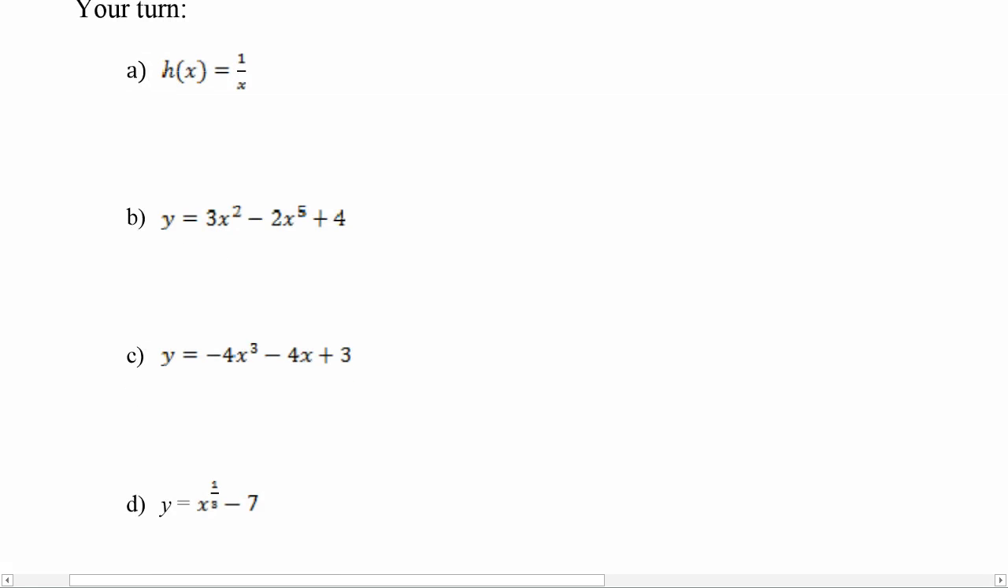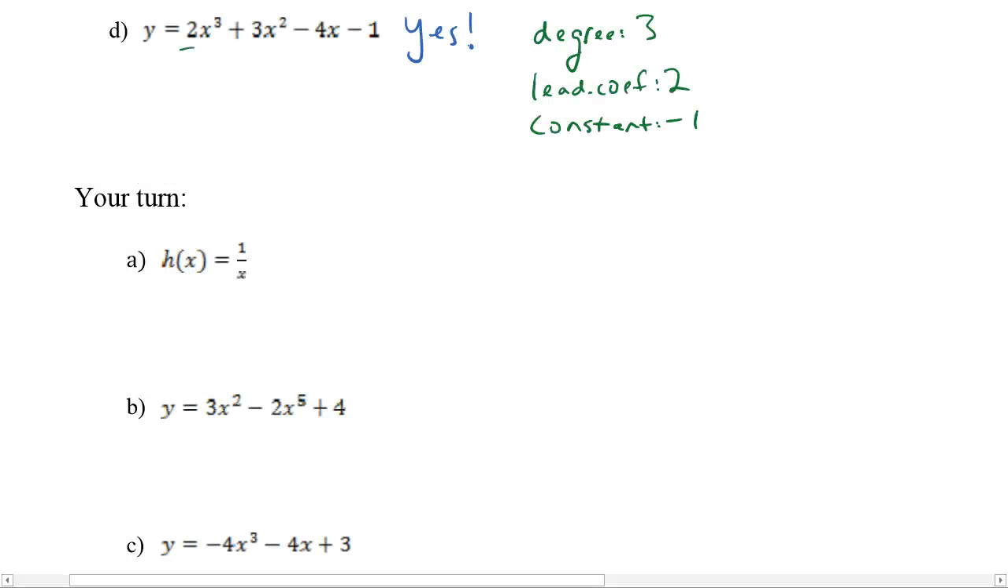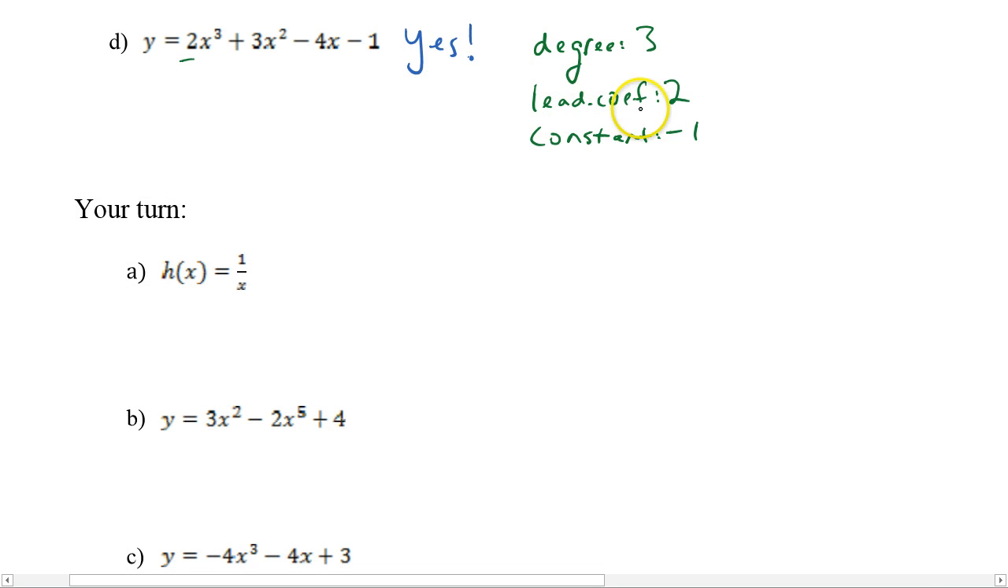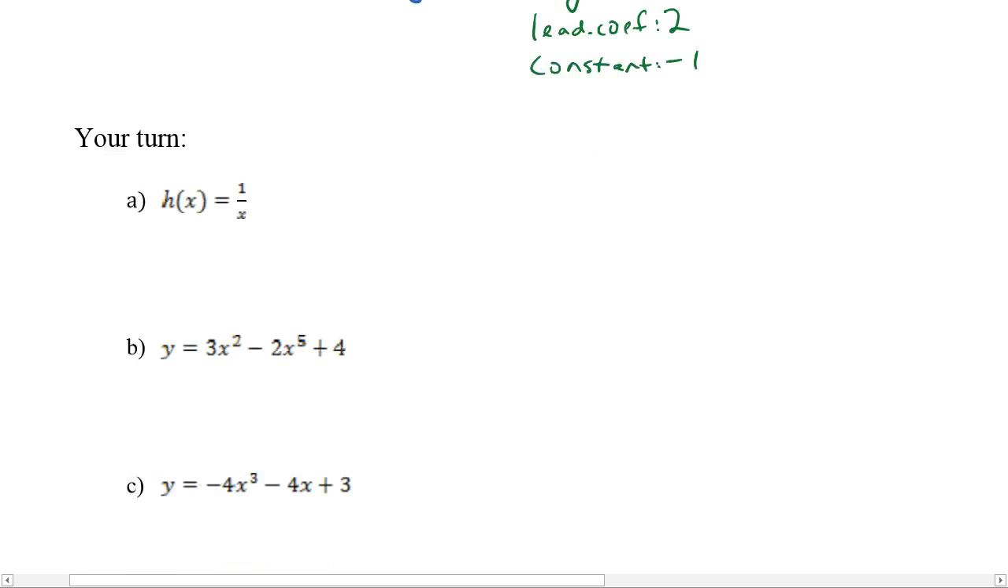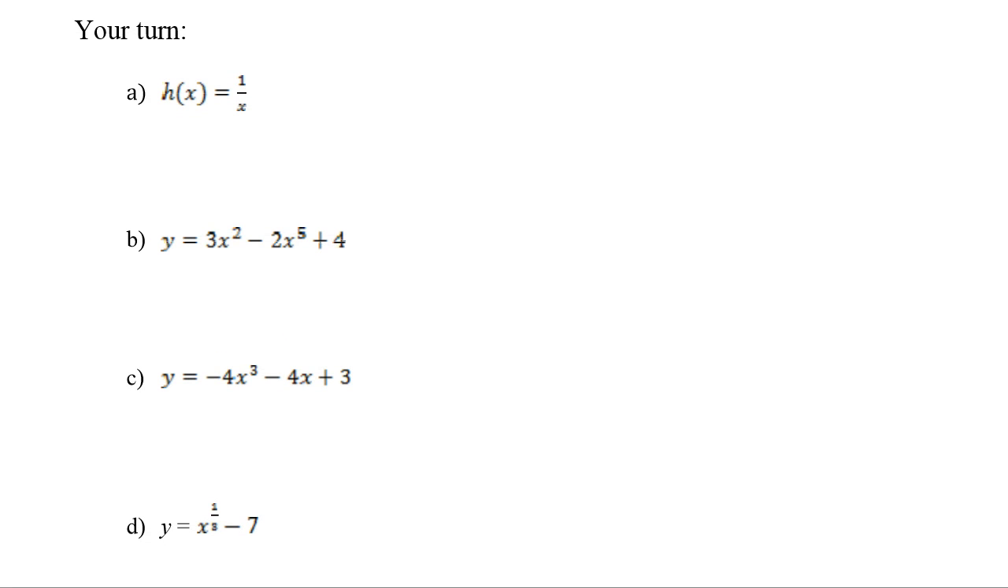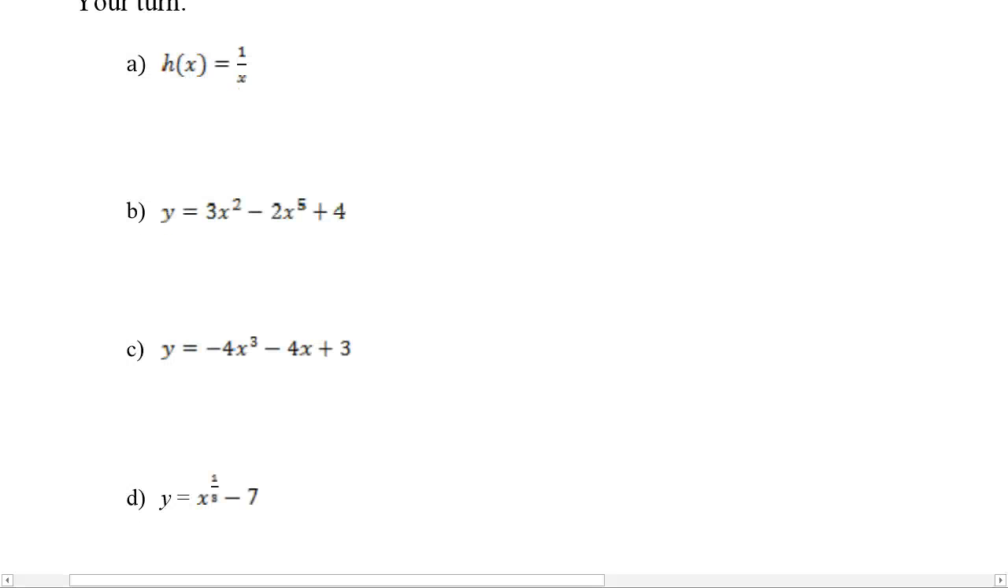All right, I'm going to give you a minute here to do the A, B, C, and D of your turn. So once again, you should either say no, it is not a polynomial function, or you should say yes, it is. And when you say yes, state what the degree, the leading coefficient, and the constant term are. All right, you go ahead, and then I'll show you some nice answers.